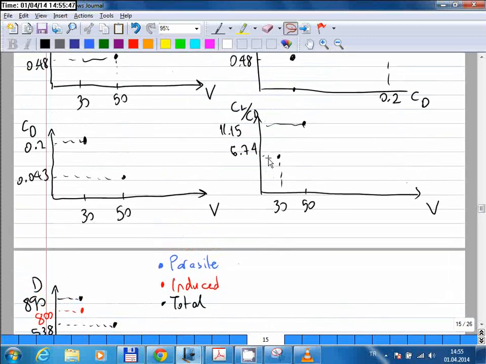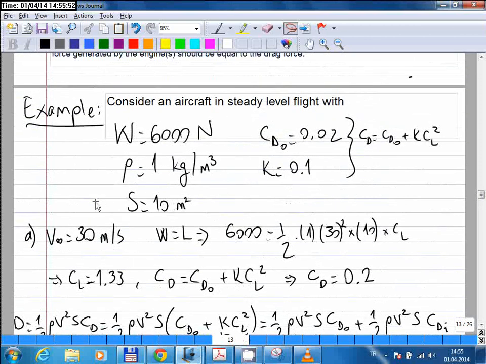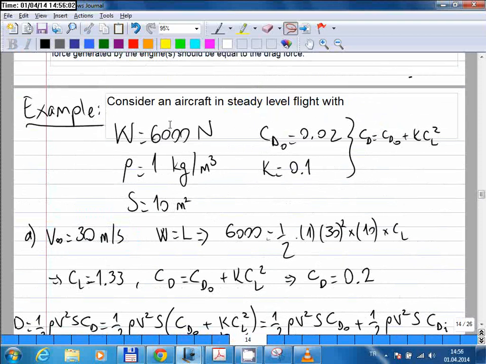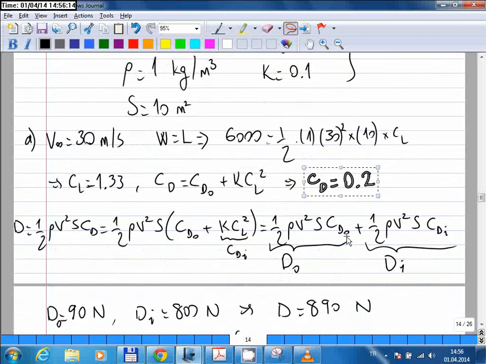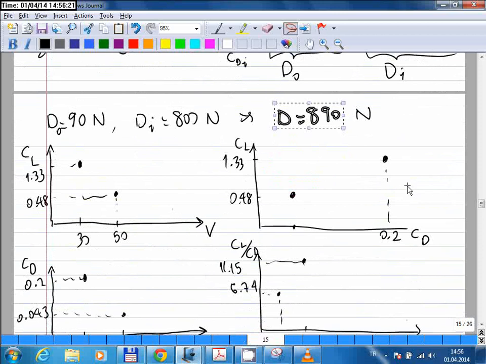Okay, so I was talking about this problem, and we started with a certain case where the flight speed was 30 meters per second, and it's a steady level flight, as mentioned here. So for this particular aircraft flying at this particular speed, we can find the lift and drag coefficients: this is our lift coefficient and the total drag coefficient is this much. And from here we calculated the actual drag force in terms of newtons, the dimensional real drag force.